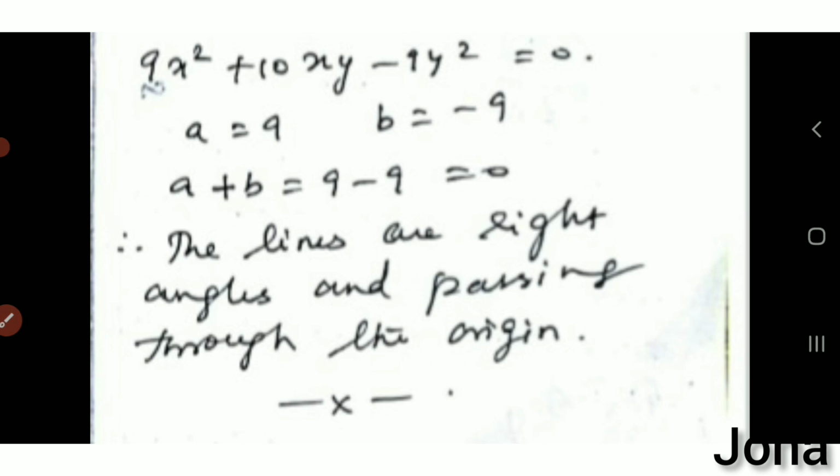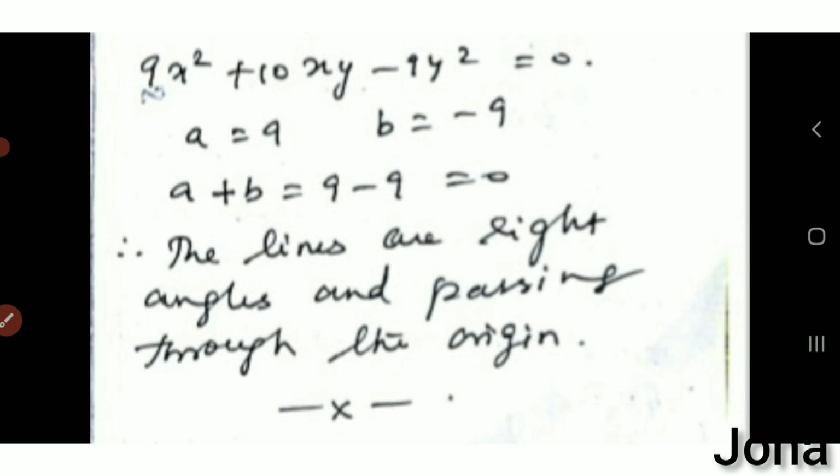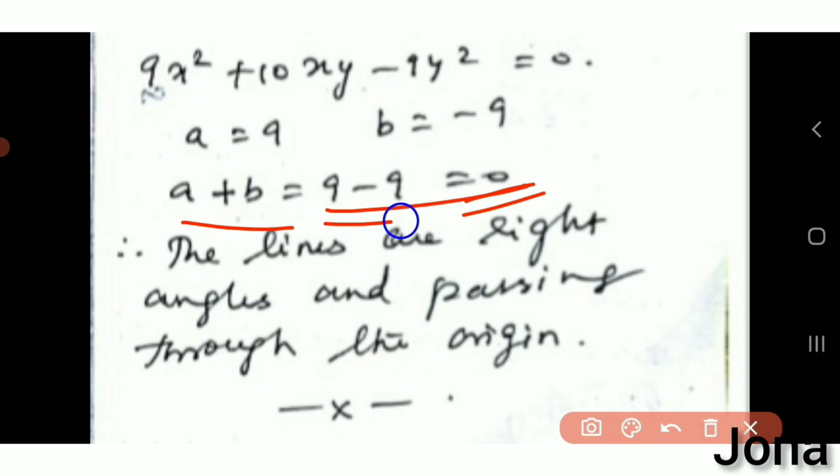For this straight line we have the condition a plus b equal to 0, isn't it? So a is 9 and b is minus 9, so 9 minus 9 equal to 0. Therefore the lines are at right angles and pass through the origin. Right angles means perpendicular lines. The condition for perpendicular lines is a plus b equal to 0. Now here we got 9 minus 9 equal to 0. Therefore the lines are at right angles and pass through the origin.